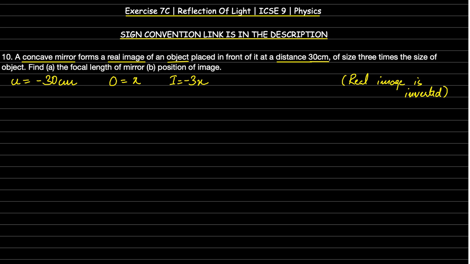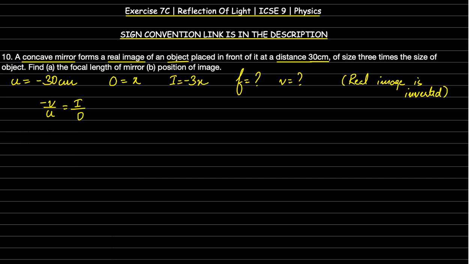Now, once we have written the given data, it is pretty simple. We need to find the focal length, so we need to find the value of f and we need to find the value of v. I would be using the magnification formula here. The magnification formula is m is equal to minus v divided by u is equal to I divided by O. But do we need to find magnification? No, right? So I would erase this part here and use only this much of the formula.